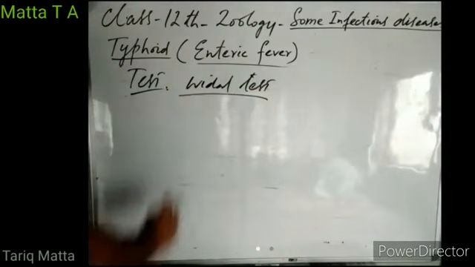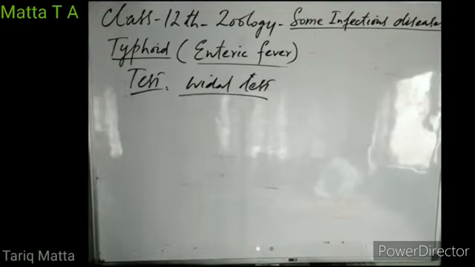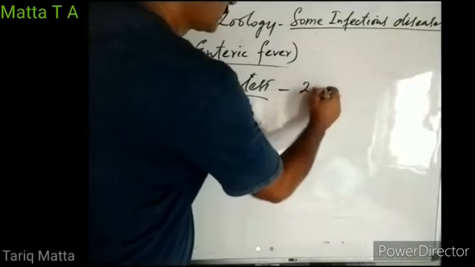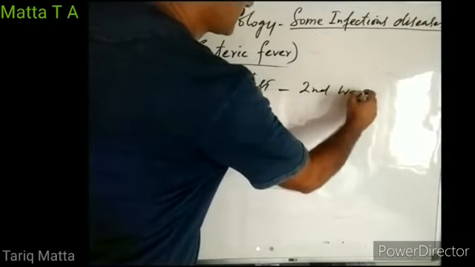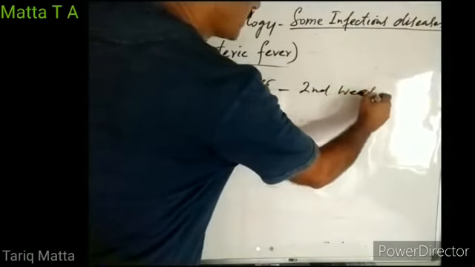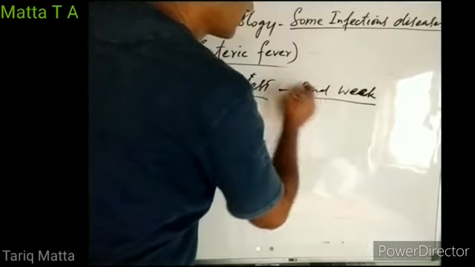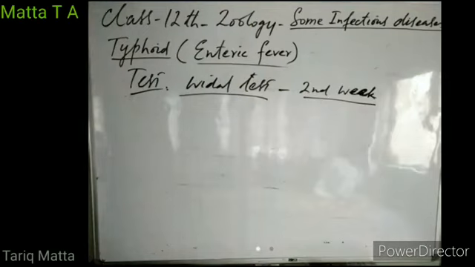This Vidal test shows its accurate result in the second week. If a person is tested for typhoid in the first week, the Vidal test may not show the accurate result. Accurate results come in the second week, right? So a person can be diagnosed for this typhoid through this Vidal test.